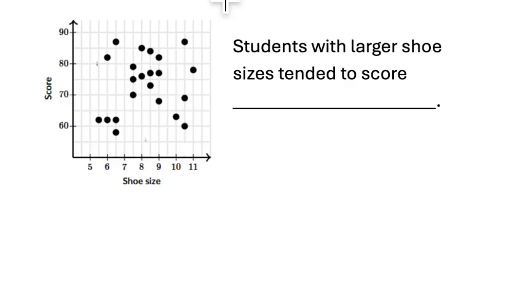This graph shows the relationship between test grades and shoe size. Each dot represents one student's shoe size and their score on the test. So this student here has a shoe size of 10.5 and got a 60 on the test. This scatter plot does not show a pattern, so we cannot describe a directional association between the variables. We should just say there is no clear relationship between shoe size and test score.